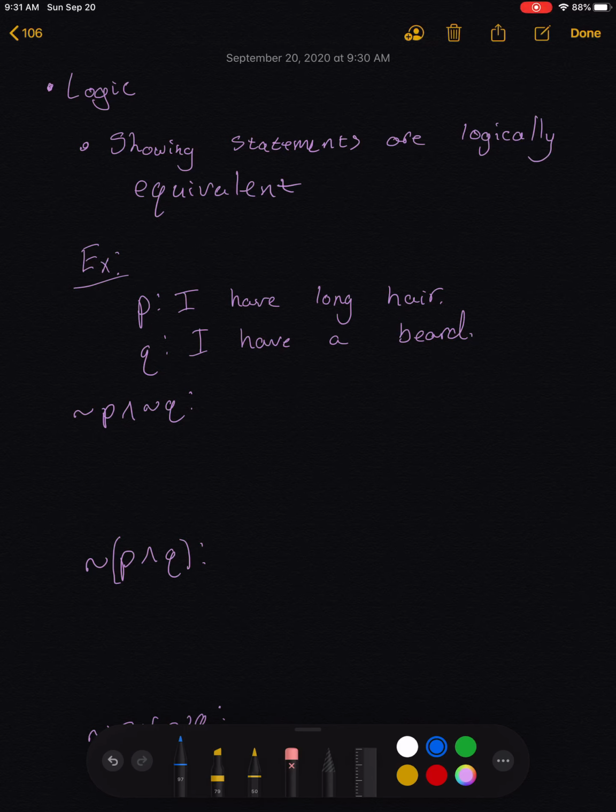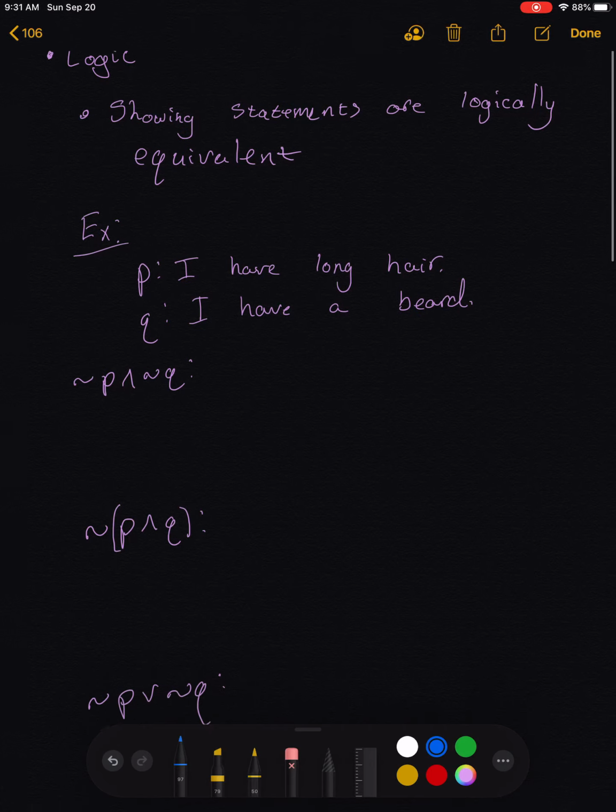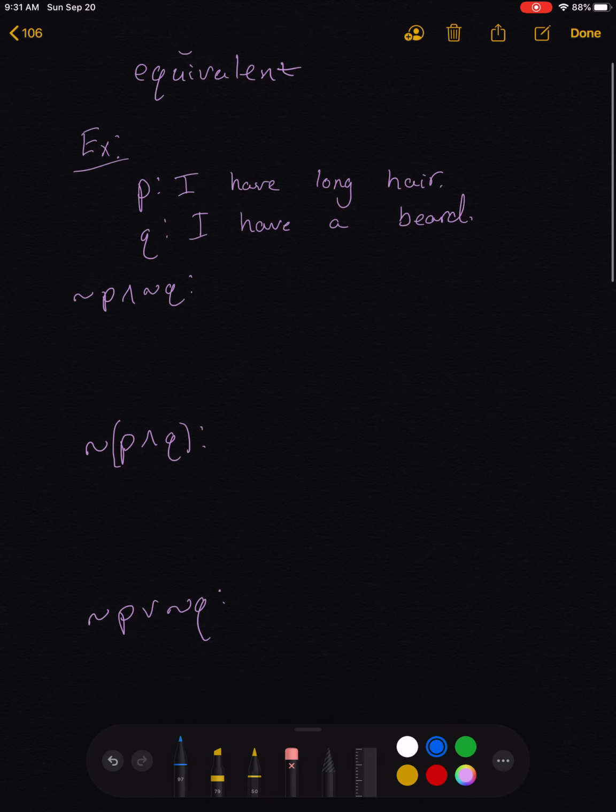One important task in symbolic logic is showing that two statements are logically equivalent. In other words, that they mean the same thing. And I want to start by taking a look at an example of just writing out a few compound statements and trying to determine their meaning.